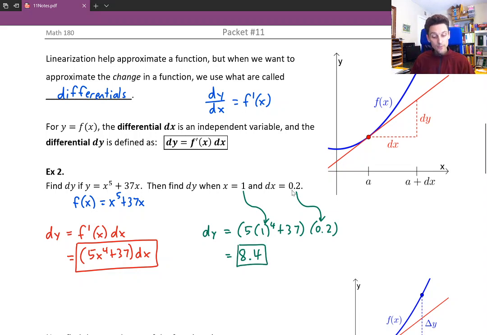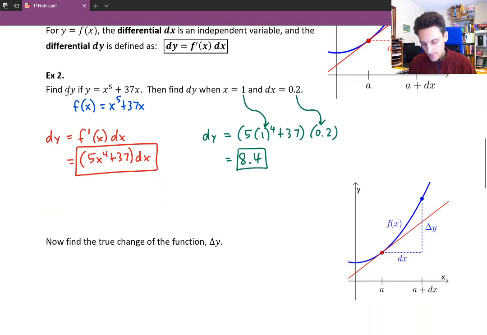So in other words, if the run is 0.2, and you're at this x value, your point of tangency is x equals 1, then your rise along the tangent line will be 8.4. Your change in your y values will be 8.4.